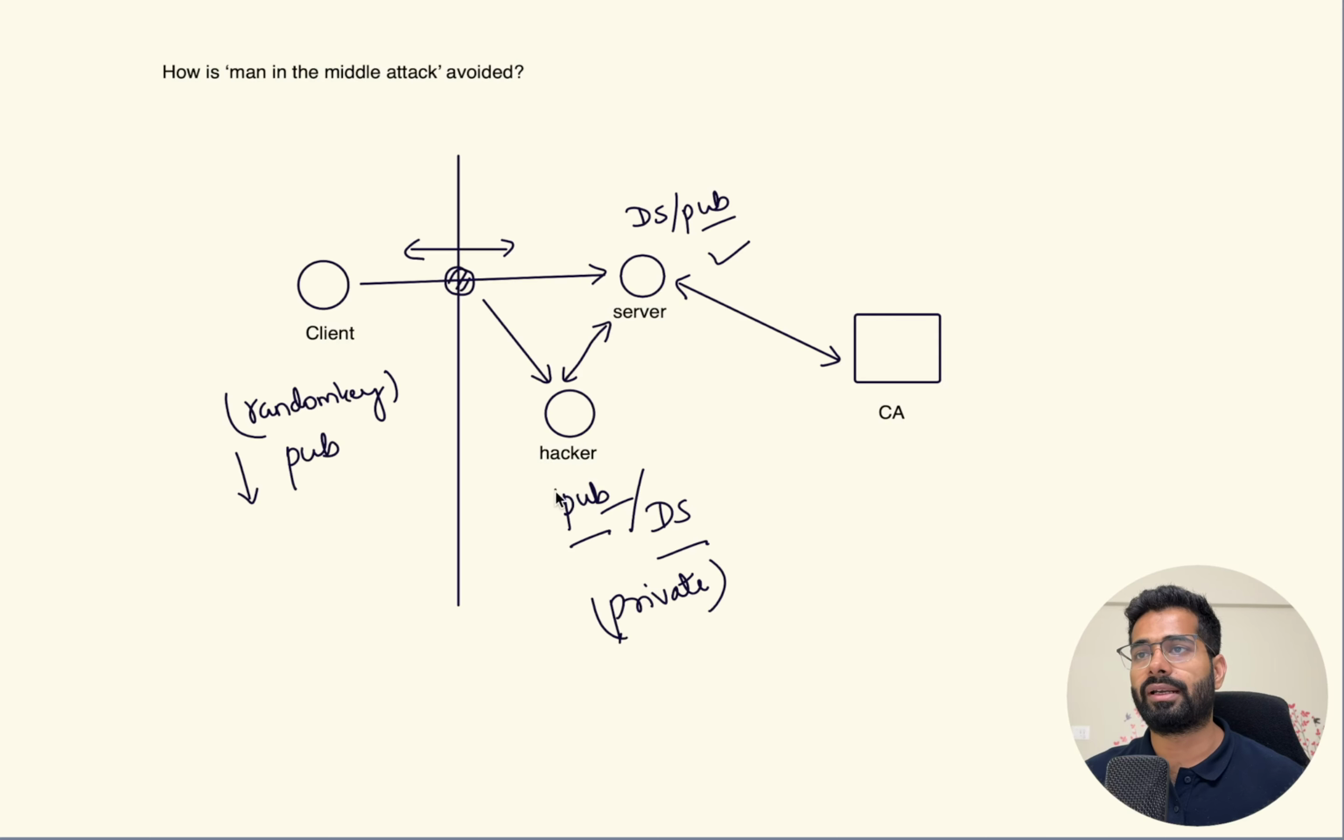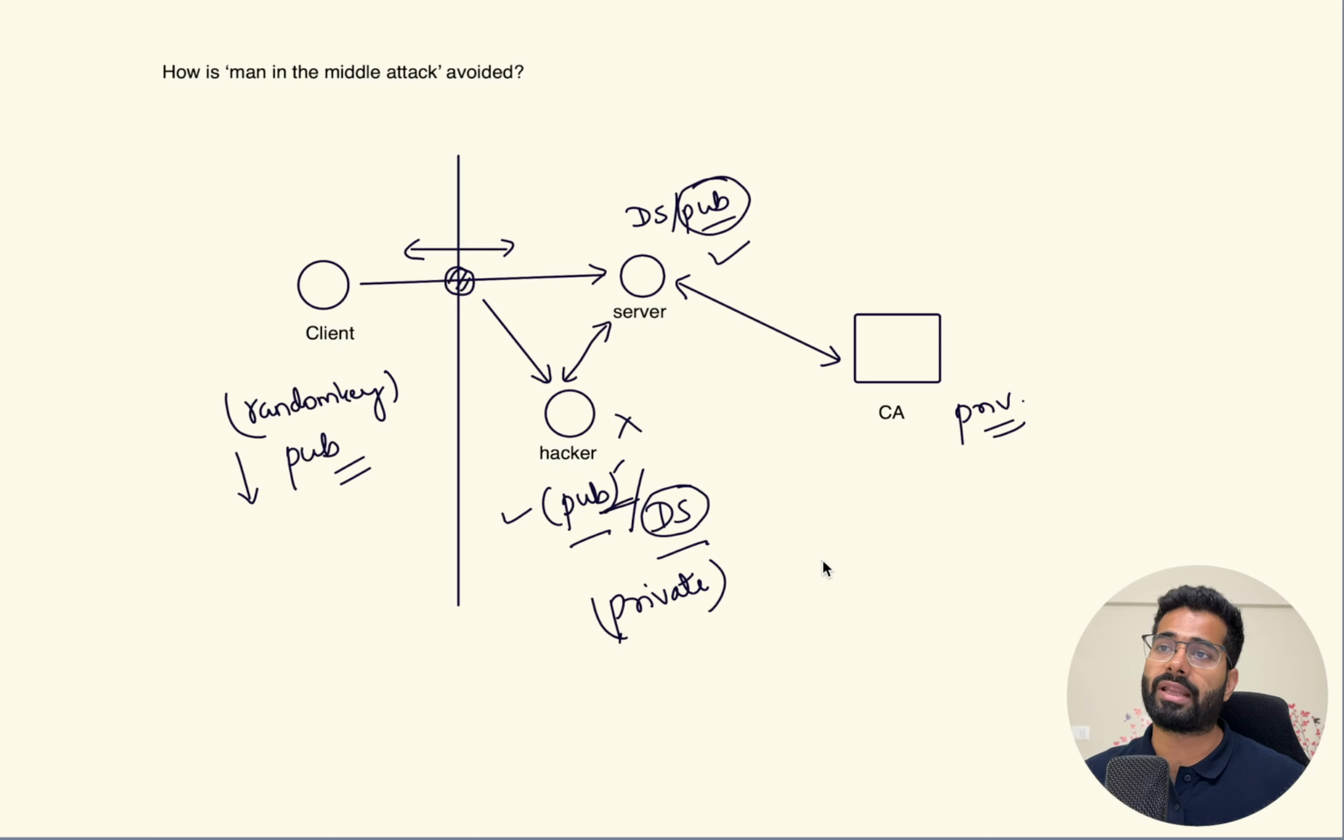Now let's say it changes the public key so that the client uses a different public key. But as soon as he changes the public key, the digital signature no longer matches or verifies this public key, right? Because the digital signature was made using the private key of the certificate authority with the public key of the server. So again, the hacker would fail, and the man in the middle attack would be avoided.